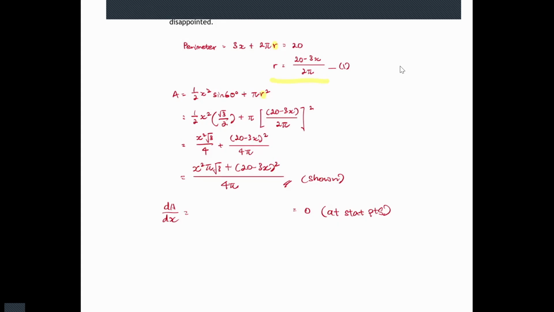Can. So try to differentiate the expression. You are given an A expression here already that we have shown. This A expression, try to differentiate it. Once you differentiate it, try to solve for your x values. These x values, when I equate the dA/dx expression to 0, will give me the x values that correspond to the stationary point.